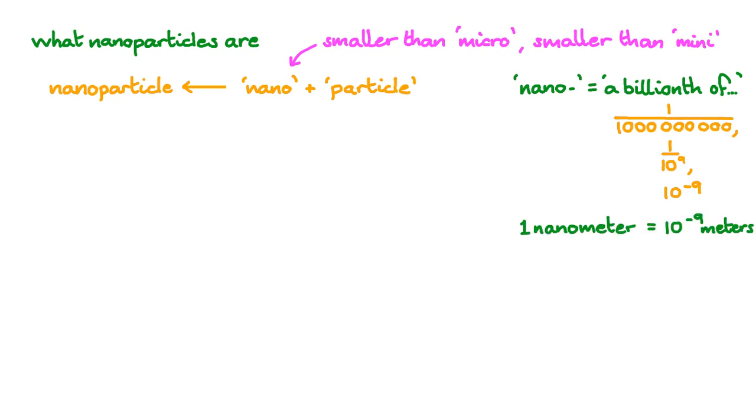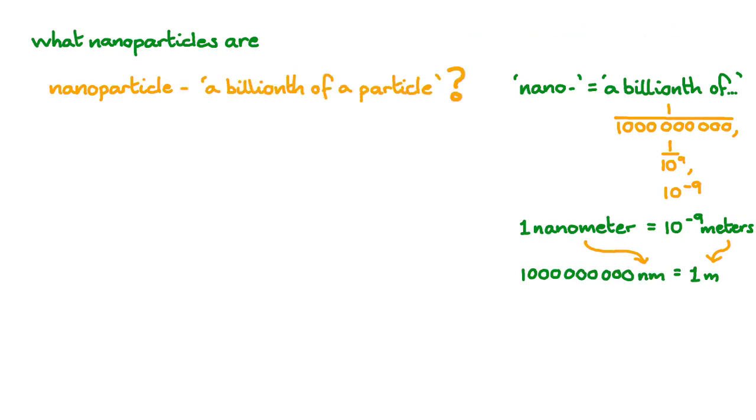1 nanometer is equivalent to 10 to the minus 9 meters, and 1 billion nanometers is equivalent to a meter. You might see nanometer abbreviated nm. So does that mean that a nanoparticle is a billionth of a particle? How does that work? Particles don't have a restricted size. What about a nanometer-sized particle? That makes sense. However, that wouldn't be very useful. There aren't going to be very many particles that are exactly 1 nanometer in size.